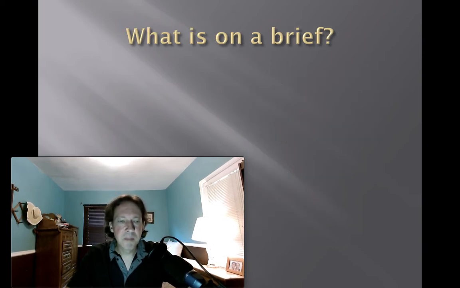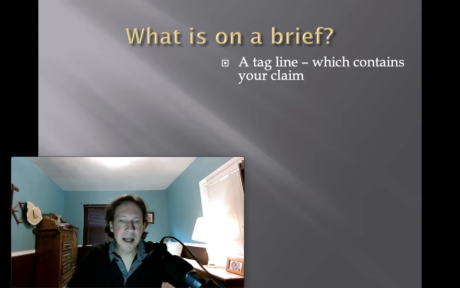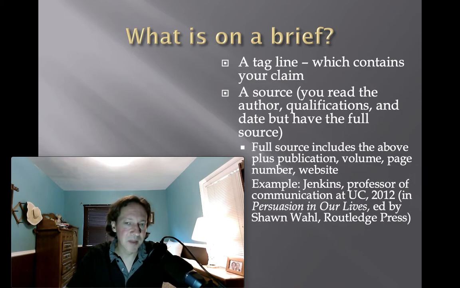So what is on a brief? Basically, 3 things go on your brief. First is a tagline. That is your claim. What is the argument, right? Institutional racism is defined as X, or the police disproportionately kill people of color, or defunding the police would lead to an increase in crime. The claim is your basic argument, the thing that you're defending, you're claiming. And then the brief itself is the evidence that backs up that claim.